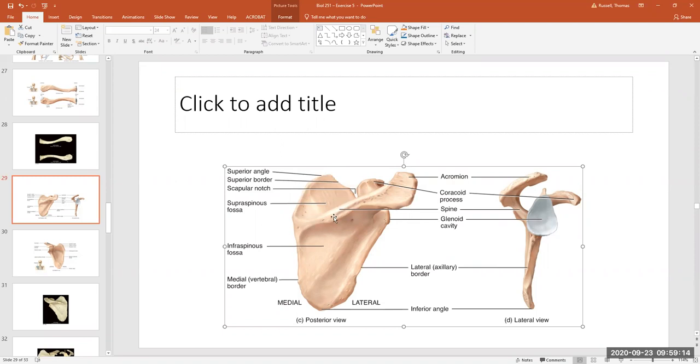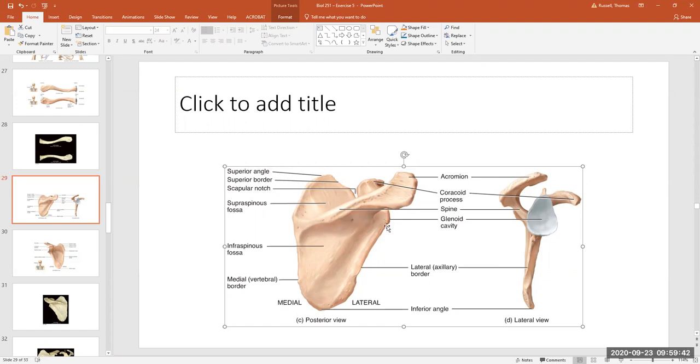Obviously, we have to know the spine. It's one of the major identifying characters of the position of the bone. And then the superior border of the bone up here. So those are the things we have to know on the scapula. Now, again, why would this not be a left scapula? Well, because this is the back of the bone. So I know I'm looking at the back, the posterior edge of the bone.